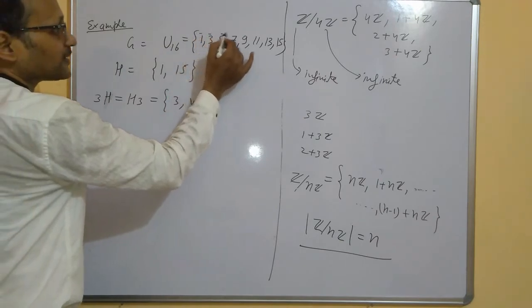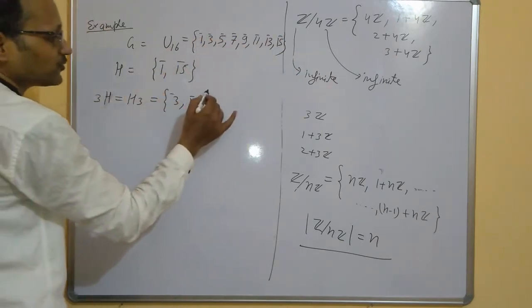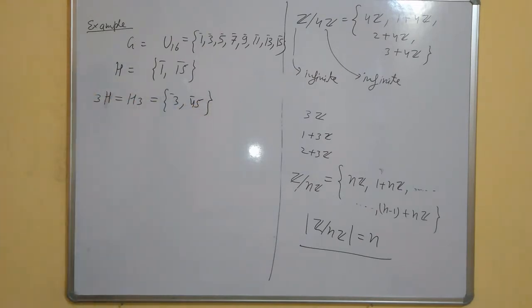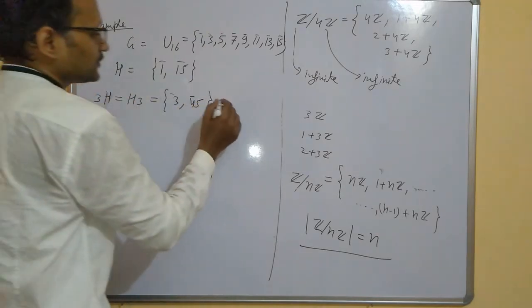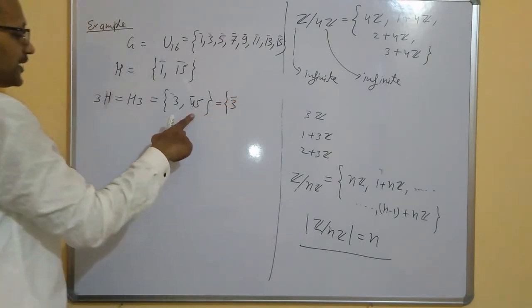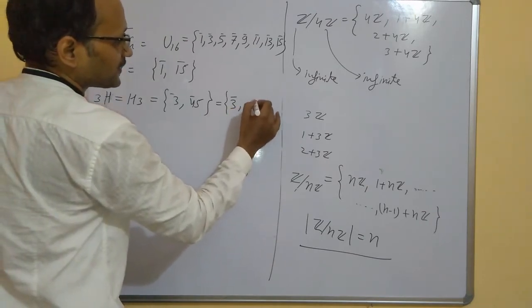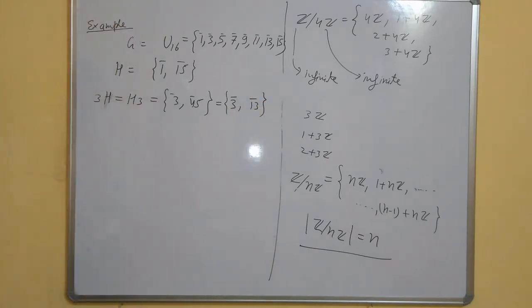You can note that all these numbers are modulo 16, so we have to go to modulo 16. So this is 3 bar, and 45 divided by 16 gives the remainder 13. So this is 13bar. In this way you can calculate.